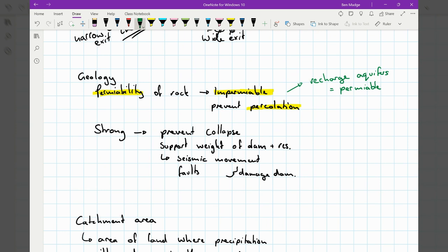And you also need it to be strong. Now, having it strong is really important because it will prevent the dam from collapsing because it will be able to support the weight of the dam and reservoir, which can be extremely heavy. The other thing is the weight of all that water and the mass of concrete or earth that makes the dam can actually cause movement of the plate underneath it and can cause seismic activity. And this can cause things like faults, and this will damage the dam. And this has happened in a number of occasions around the world.